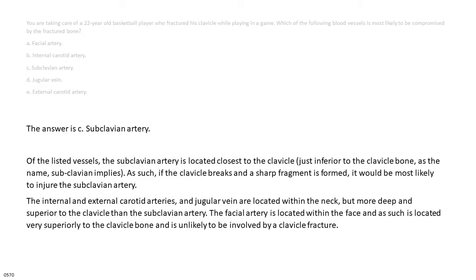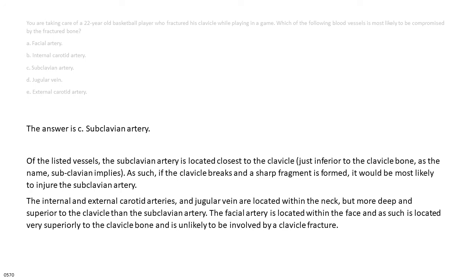The answer is C. Subclavian artery. Of the listed vessels, the subclavian artery is located closest to the clavicle, just inferior to the clavicle bone, as the name, subclavian, implies. As such, if the clavicle breaks and a sharp fragment is formed, it would be most likely to injure the subclavian artery.